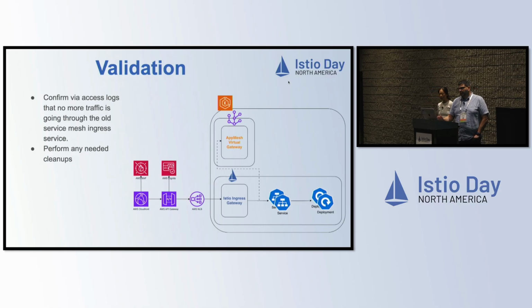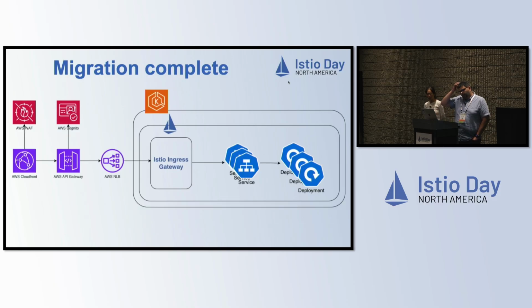After we migrate all of the microservices to the Istio mesh, we just validate that there is no traffic remaining by validating the access logs for the AppMesh gateway. And we do any needed cleanups, for example, removing the gateway and any CRDs deployed for AppMesh. After the completion of the migration, the setup should look like this.